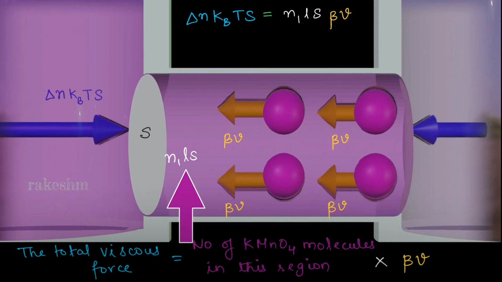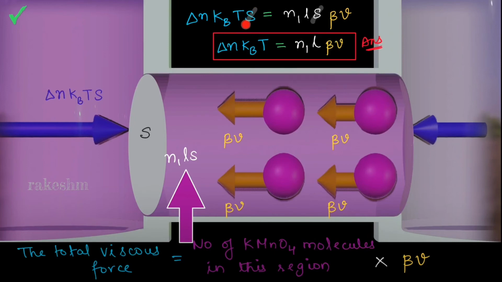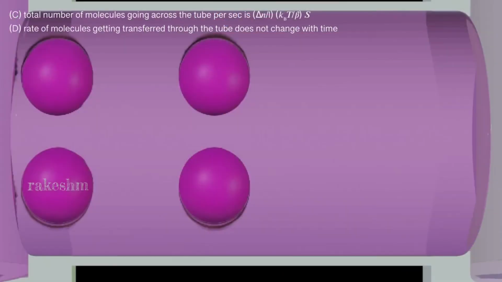So force balance implies the force due to pressure difference equals the viscous force. We can cancel S on both sides, so we get delta N KB into T equals N1L into beta into V. We can see that in option B, this is what he has given. So option B is a correct option. Let's move on to option C and option D.